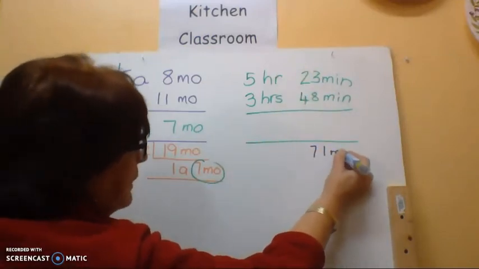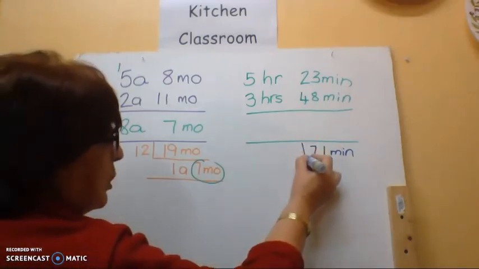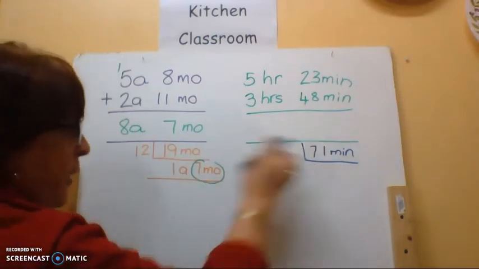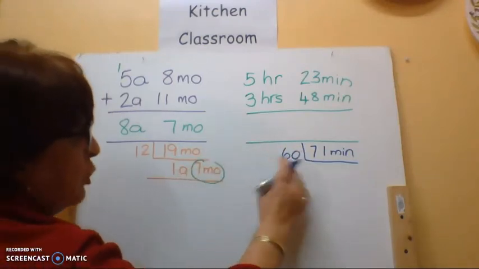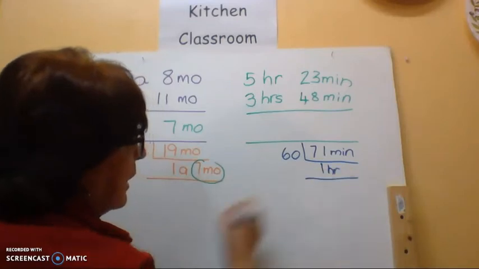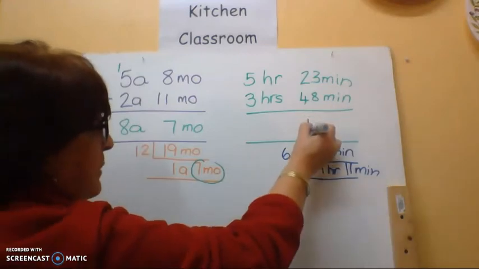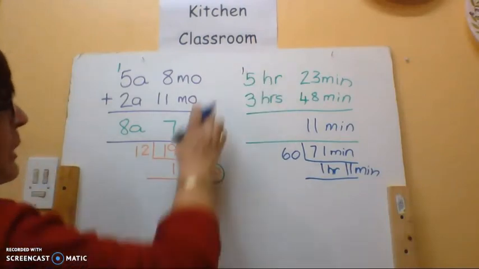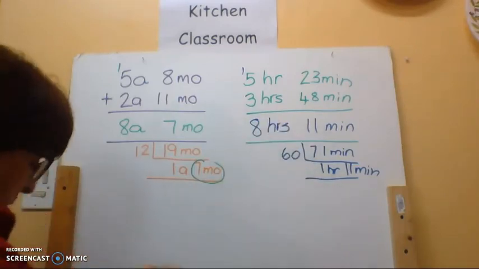I've got 71 minutes. So how many minutes in an hour? We've got 60. So that 71 does not fit there. So I'm going to have to break that up into hours and minutes. So I'm going to say, how many groups of 60 can I make out of 71? It's 1 hour and 11 minutes. So I'm going to take my 11 minutes and leave it in the minutes column, and take my hour and add it over. So 1 plus 5 is 6, and 3, it's 8 hours and 11 minutes.